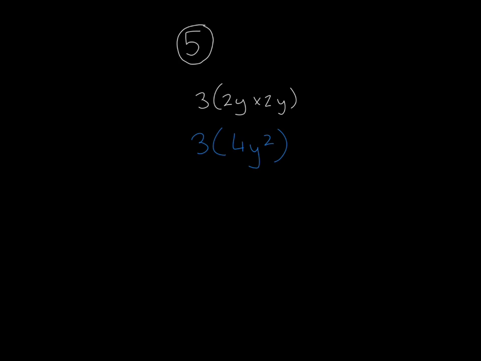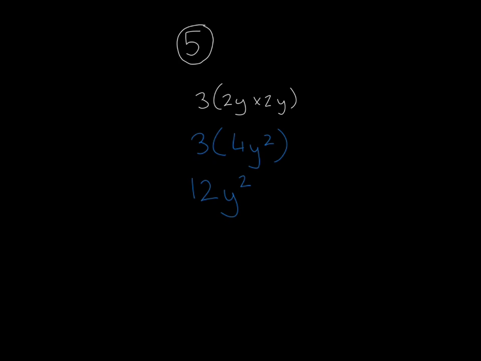So we can then multiply the 3 by the 4 to get 12, and there are no more variables to be multiplied, so we simply carry down the y squared. Remember, we can only multiply coefficients by each other, right? We can only multiply numbers by numbers, and we can only multiply similar variables by similar variables.